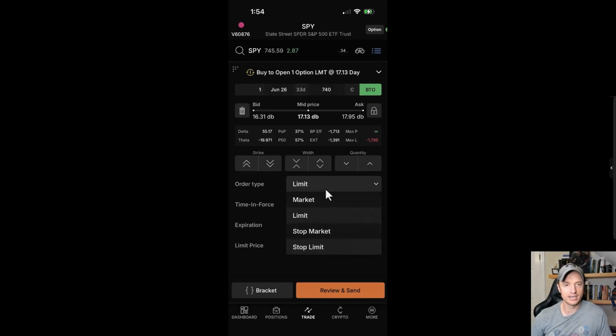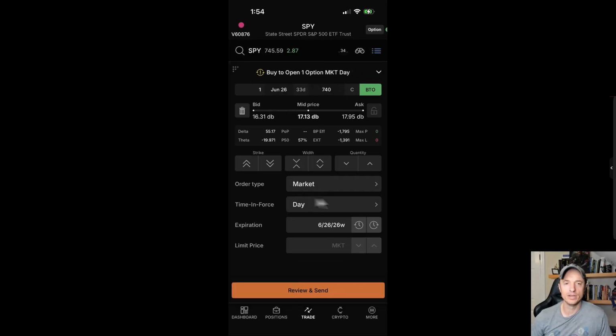Let's see what else they have in here. So they have market orders, and a market order works only when the market is open. And as soon as you click review and send and you submit your order, it's going to go ahead and fill at whatever the market price is, which is probably $17.95-ish.